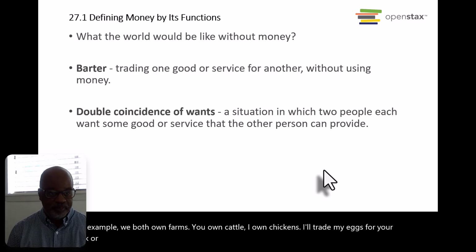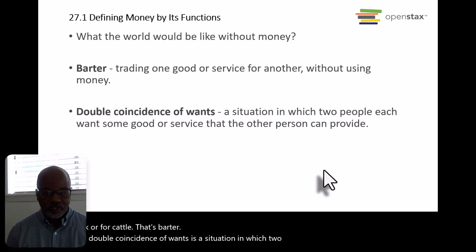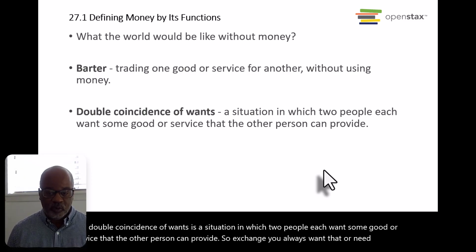That's barter. The double coincidence of wants is a situation in which two people each want some good or service that the other person can provide. So, for exchange, you always need that double coincidence of wants.